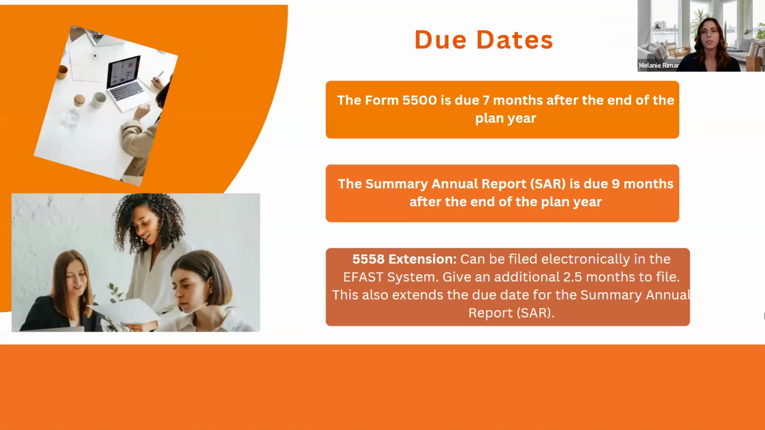Okay, on to the next one. Due dates. 5500s are due 7 months after the end of the plan year. Your summary annual reports are due 9 months after the end of the plan year. You can file a 5558 extension, and these can be done electronically now in the eFast system. And it gives up to 2.5 months to file. And it also extends the due date for your summary annual report. Now we're going to go into reasons why you might miss these due dates.